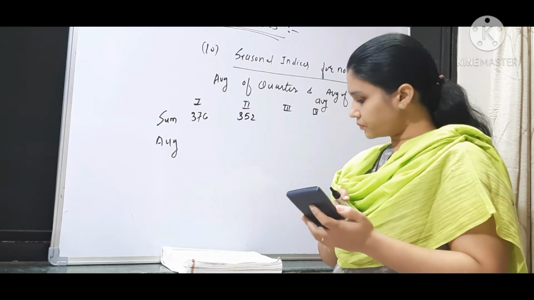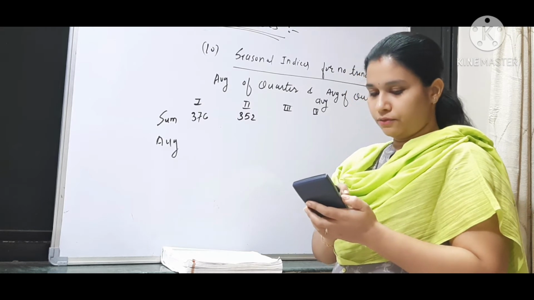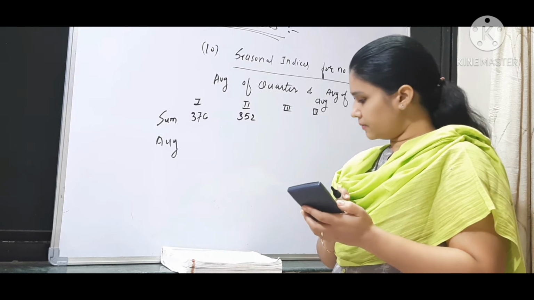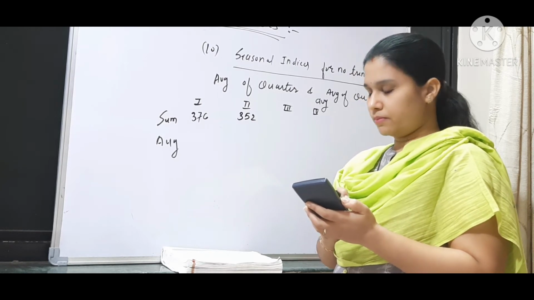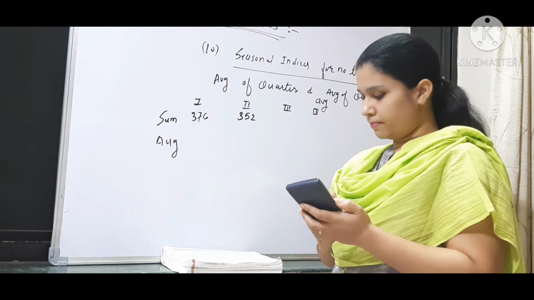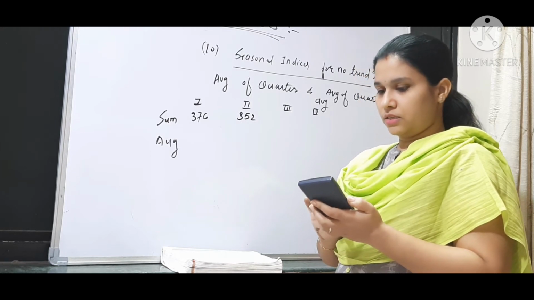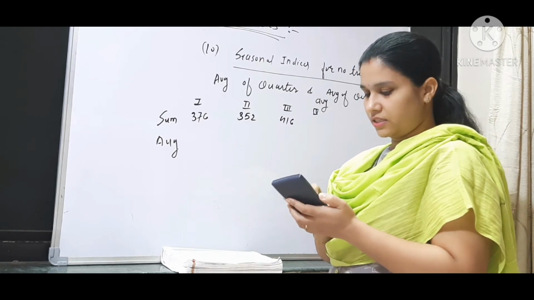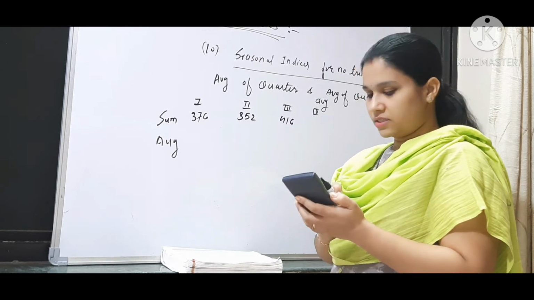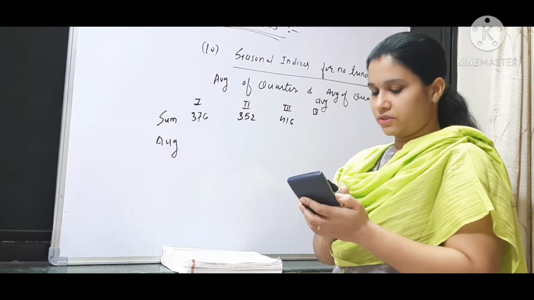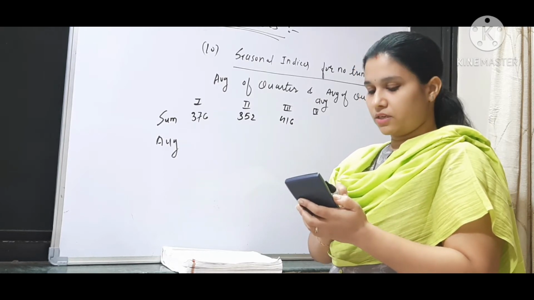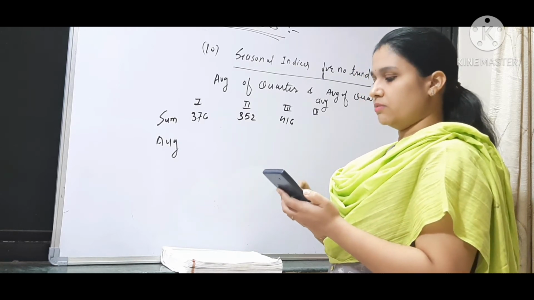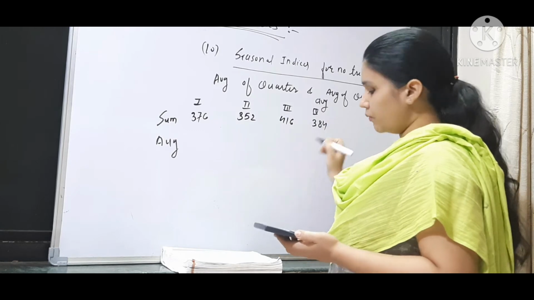Then 84 plus 82 plus 80 plus 84 plus 86. So this sum is 416. And the last: 80 plus 78 plus 70 plus 74 plus 82. This sum is 384. Now how many years are given?